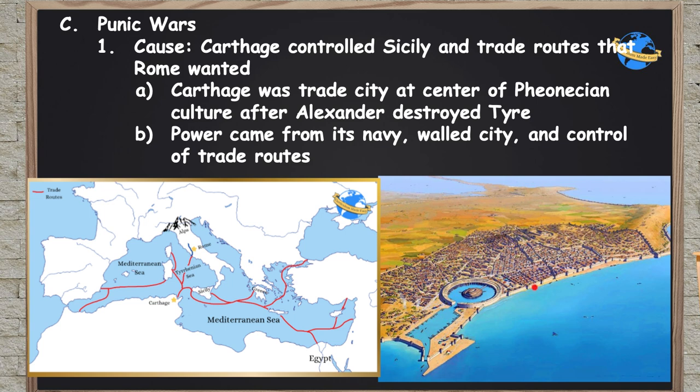However, their city itself was also walled, giving them quite a bit of protection. And really, the only way into the city by sea was through the Great Carthaginian Harbor, which was absolutely massive.